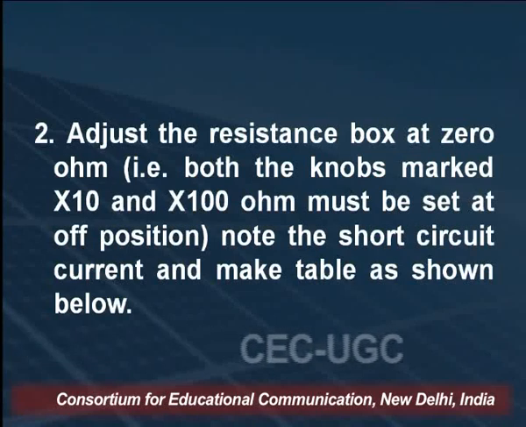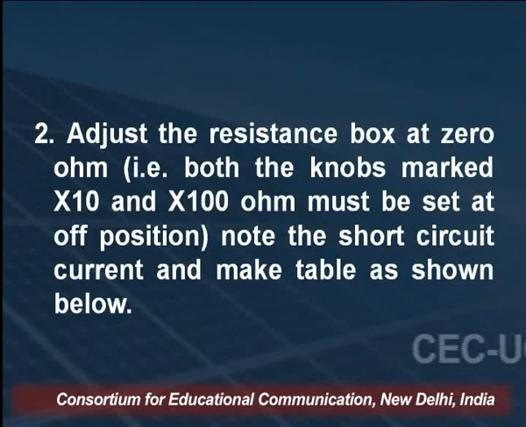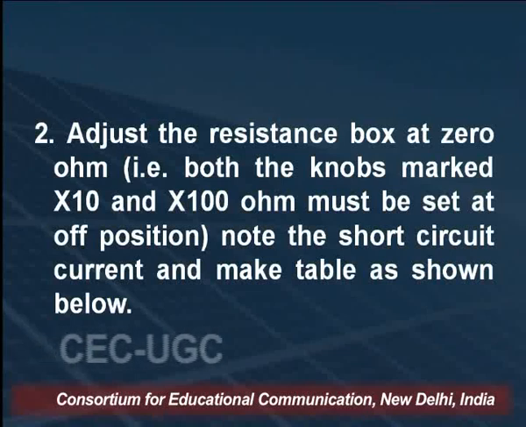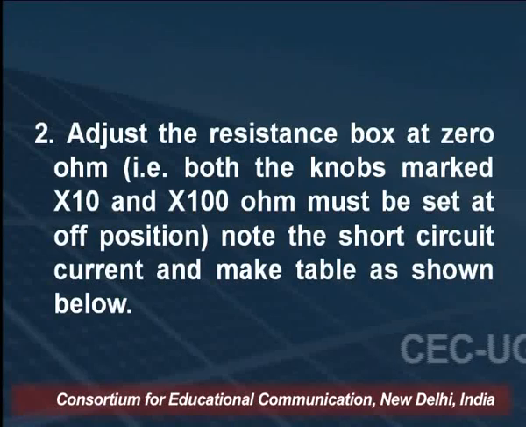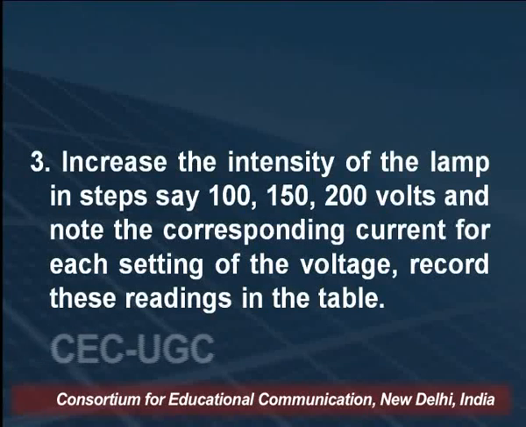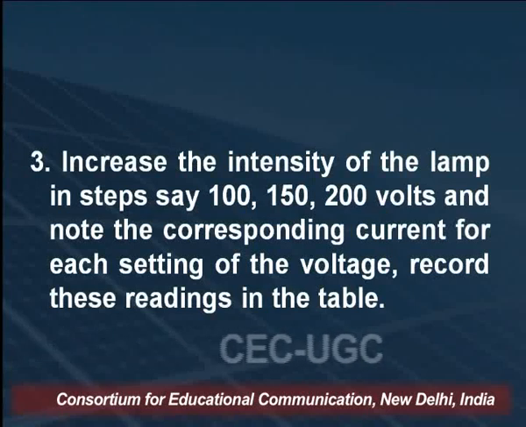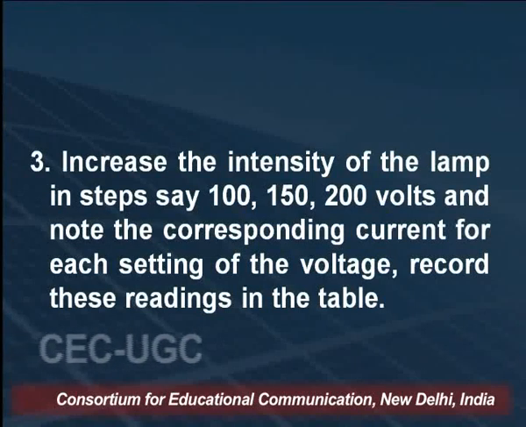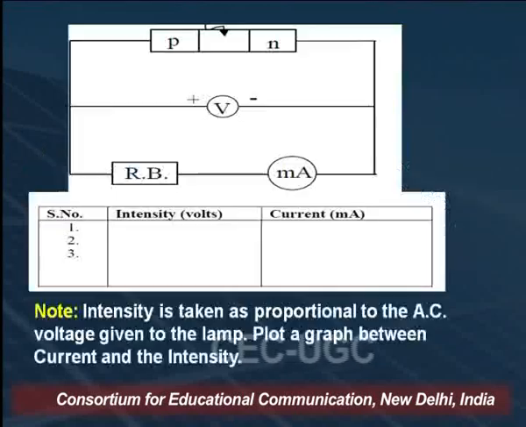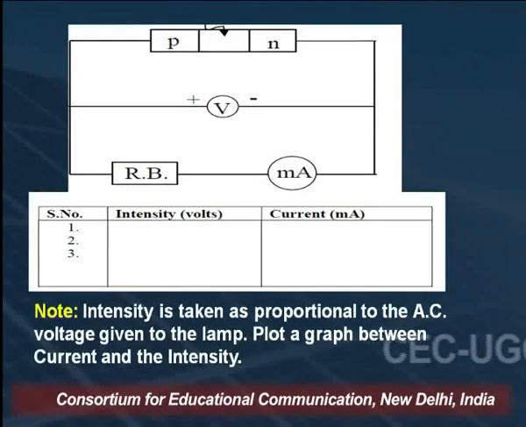First the resistance will be 0. Both the knobs across the 110 and 100 ohm will be at the 0 positions, and we note the short circuit current, which will be the maximum. Then we write it in the table. Then we increase the intensity of the lamp stepwise to 100, 150 and 200 volts, and note the corresponding current for each voltage setting, and record the readings in the table. This is the table of intensity versus current.